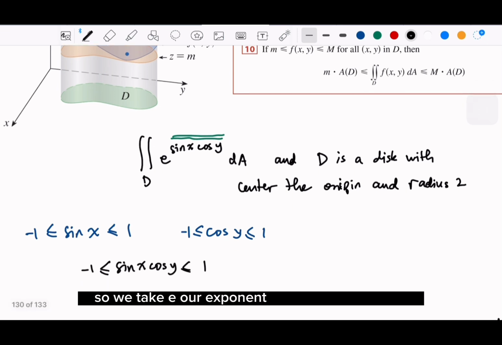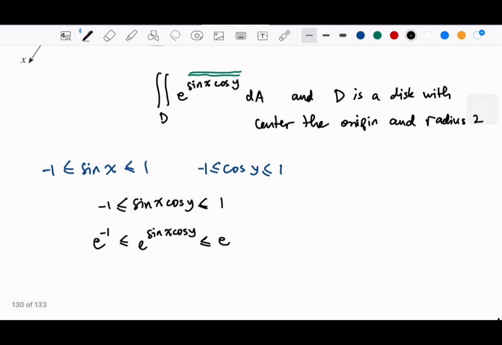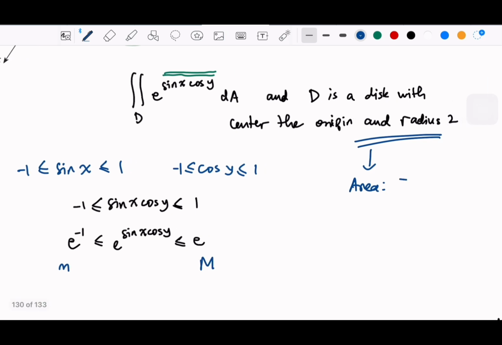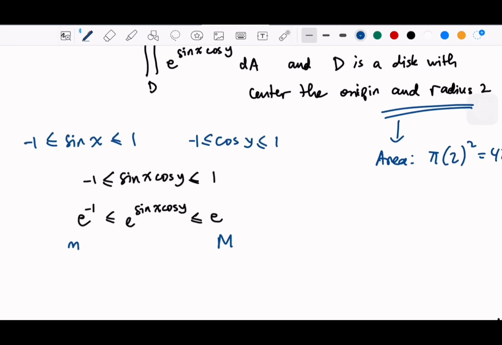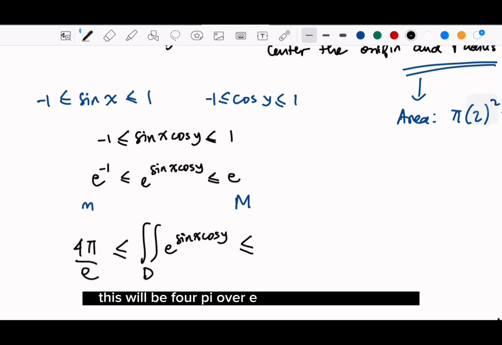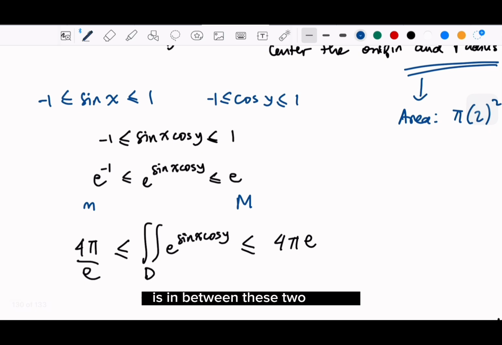So we take e, our exponent, taking this part, so e with power of negative 1, as small m, and this as capital M, e to the power of 1. And our area from this radius: area will be pi times 2 squared, or 4 pi. So the double integral will be between 4 pi over e and 4 pi e. Just to show you that this value here is in between these two points.